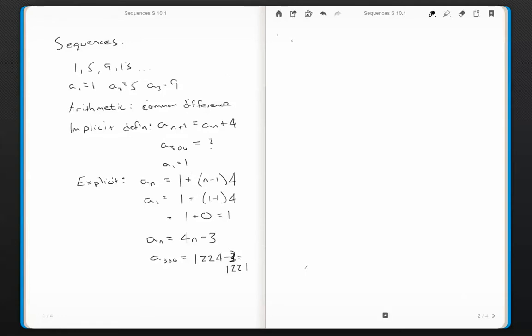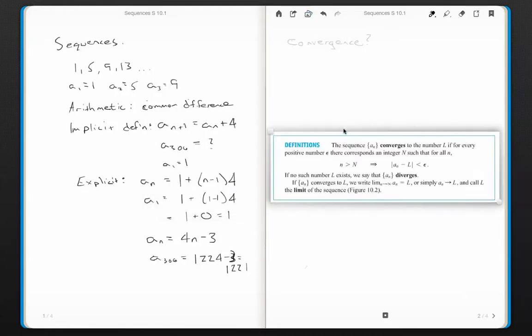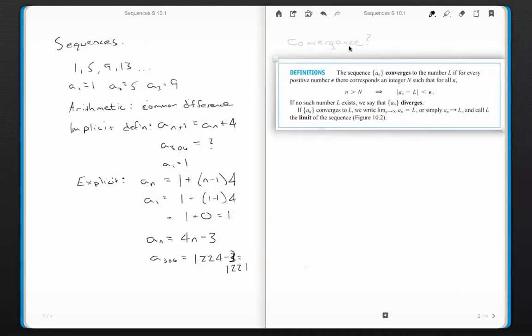All right, let's go over to the next page. And we've got to talk about something that I know Christine is looking forward to, and that's the topic of convergence. What does it really mean, convergence? We've got a handy little definition that I swiped from the book.